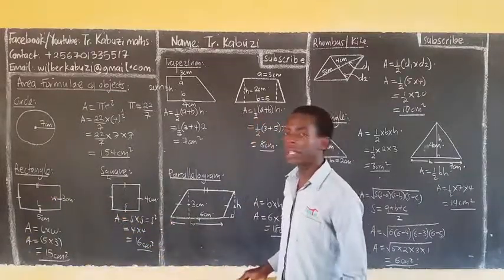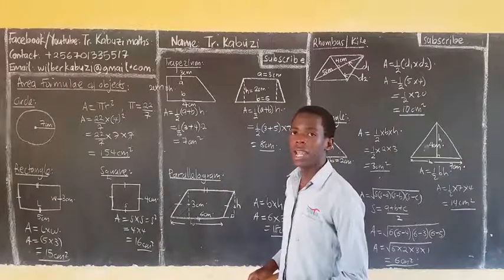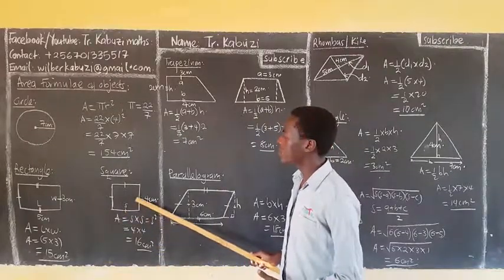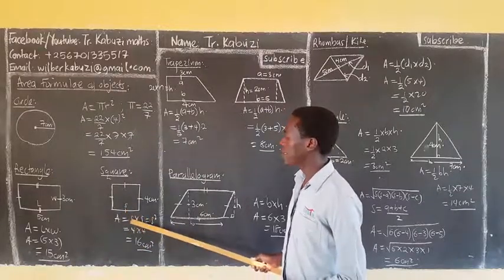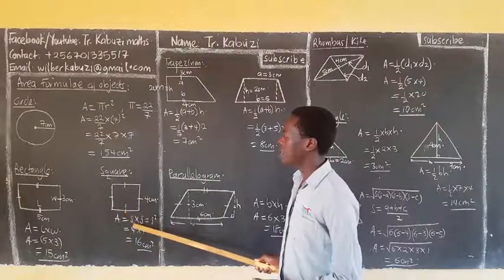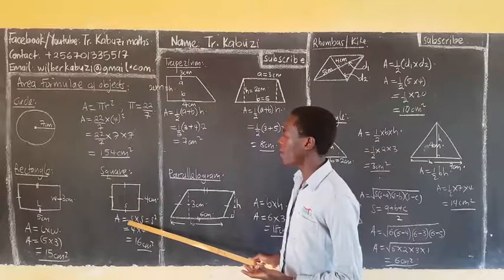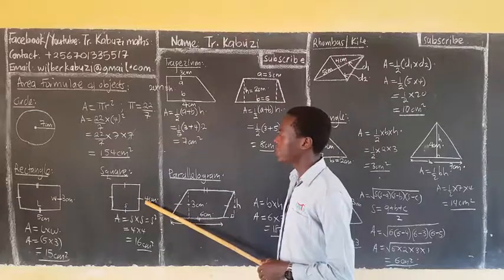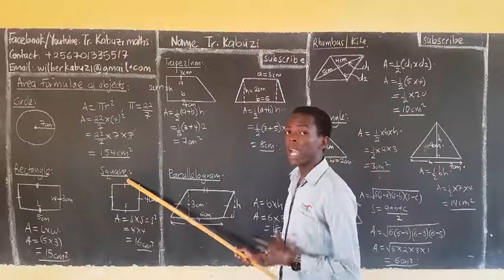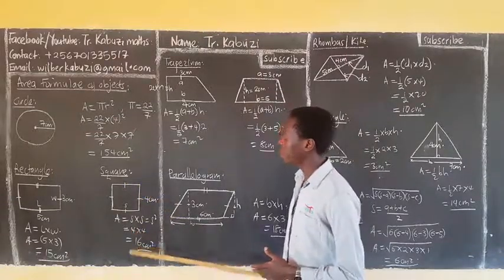So in simple terms, the area we shall get is this length times this length, or the side. This represents the side S. So S times S, because our length is the same as the width, which is S squared. So if our side is 4, then this is also 4 because they are equal. 4 times 4, you get 16.